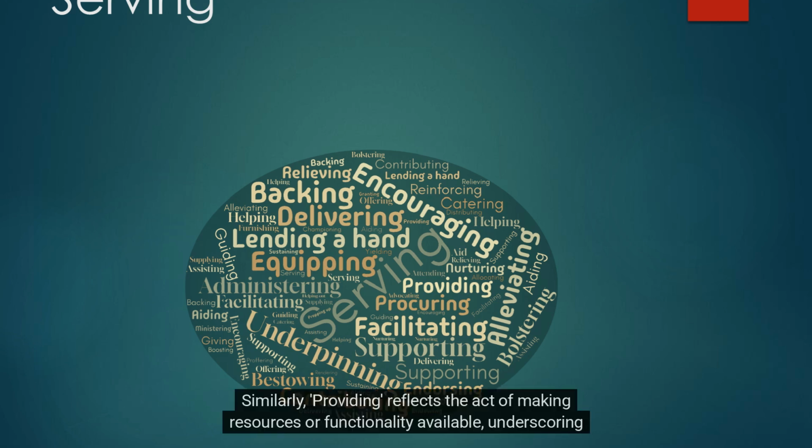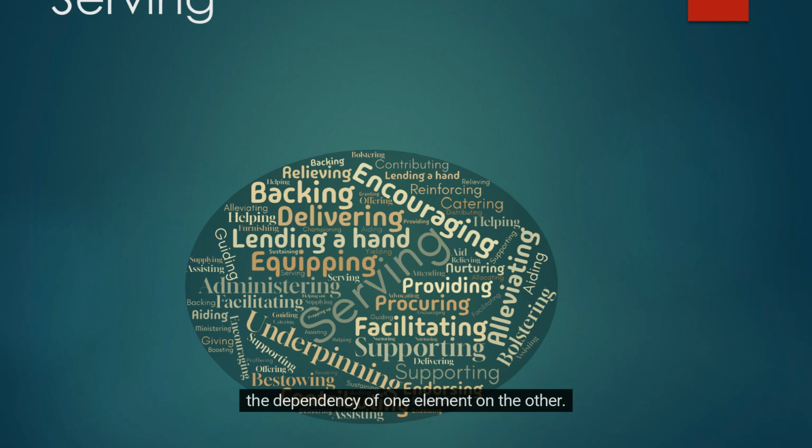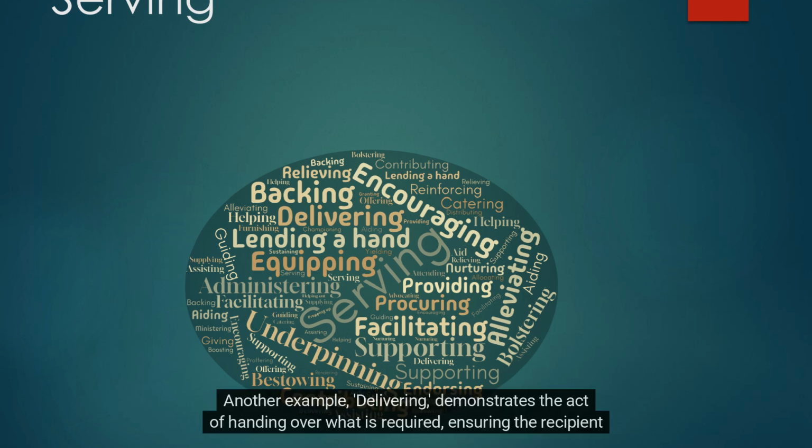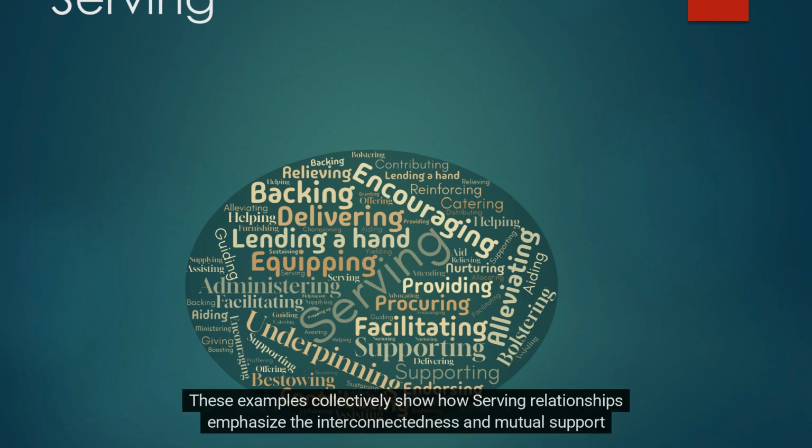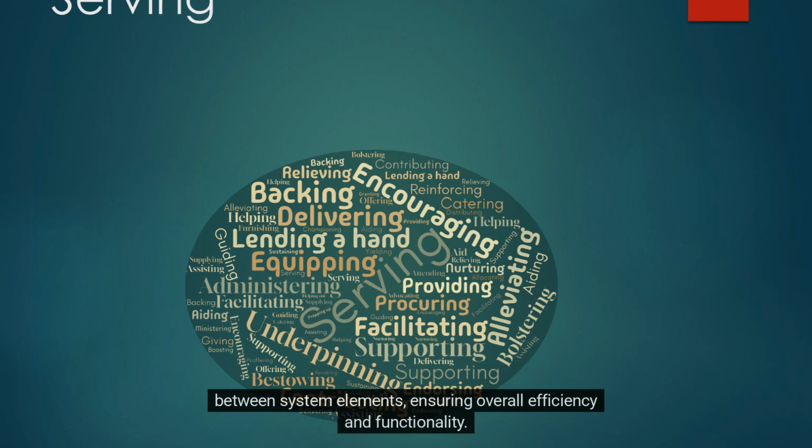Similarly, providing reflects the act of making resources or functionality available, underscoring the dependency of one element on the other. Another example, delivering, demonstrates the act of handing over what is required, ensuring the recipient can fulfill its purpose. These examples collectively show how serving relationships emphasize the interconnectedness and mutual support between system elements, ensuring overall efficiency and functionality.